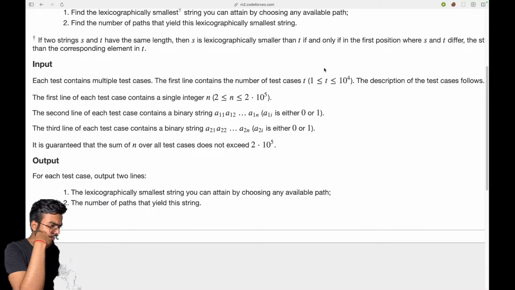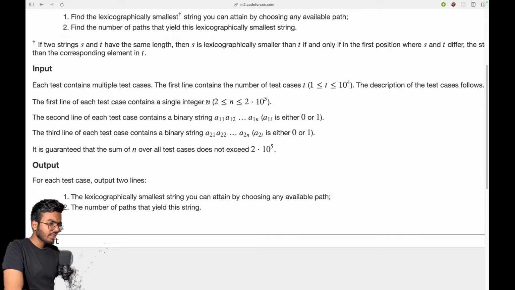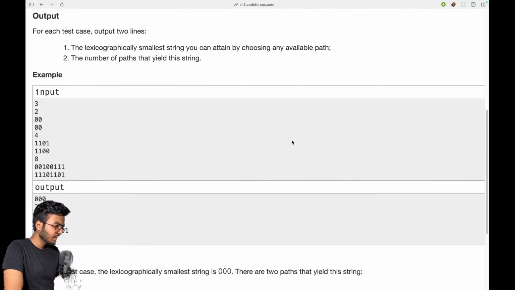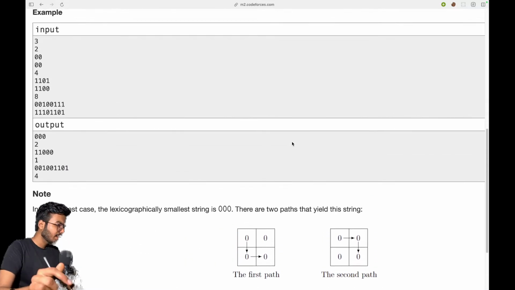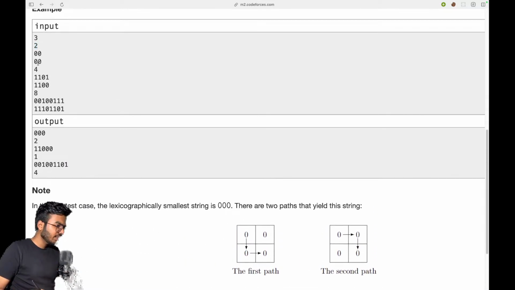Okay, so if n is up to 10 to the power 5, I think we can do this in big O of n time. Let's actually try to understand this test case. First, we have a 2 cross 2 grid, where all of them are zeros.